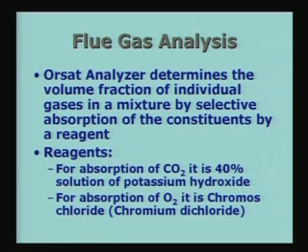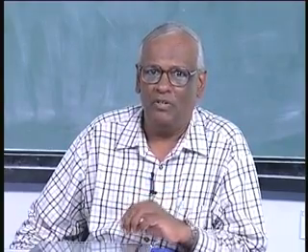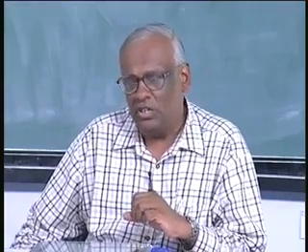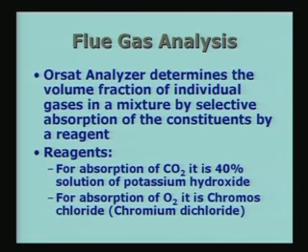So, the principle of operation is very simple. It determines the volume fraction of individual gases in a mixture by selective absorption of the constituent by a reagent. Here absorption does not mean absorption of radiation. We are talking about absorption of the species by a reagent. When you pass this gas through a reagent or bring it in contact with the reagent, that particular species will be removed by the absorption process. So, what is left is the sample minus that particular constituent which is removed, and therefore, by looking at the change of the volume we will be able to find out the percentage of the constituent, or the volumetric constituents.